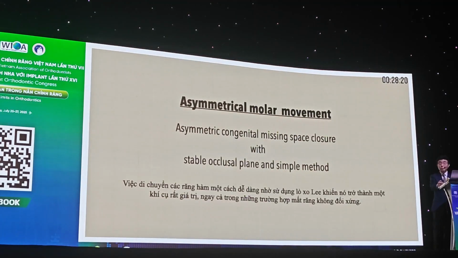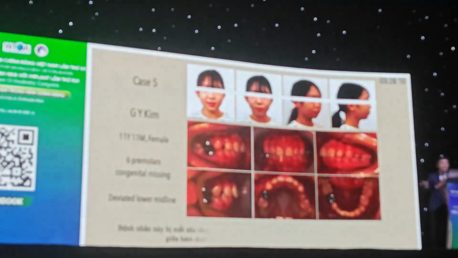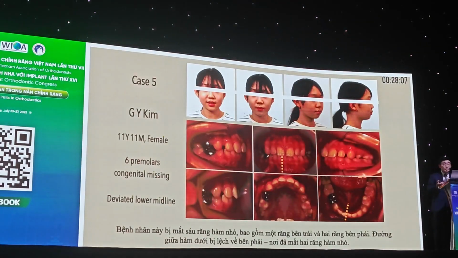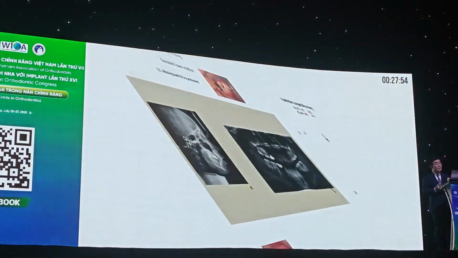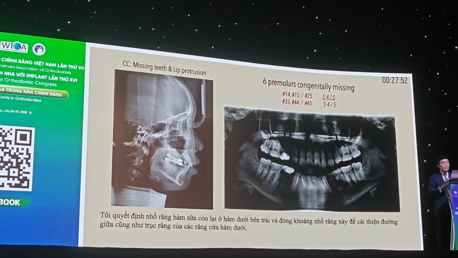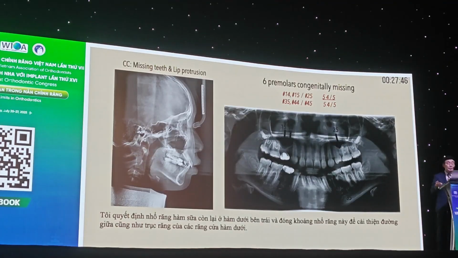The ease of moving the molars with the wrist spring makes it an invaluable tool, even in cases of asymmetric tooth loss. This patient has experienced the loss of 6 premolars, with 1 missing on the left side and 2 on the right side. The mandibular midline is deviated to the right, where 2 premolars have been lost. I decided to extract the remaining mandibular left primary molar and close the space to improve the midline and tooth axis of the mandibular incisors.